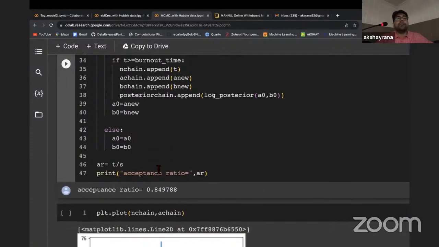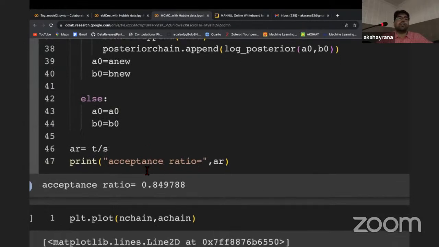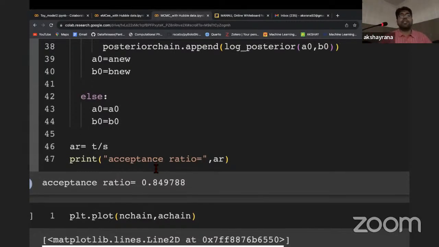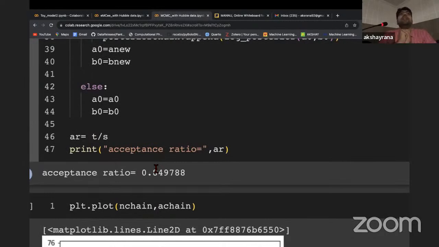I am calculating something called the acceptance ratio. The acceptance ratio is nothing but how many dots you are throwing and how many are getting accepted. So the acceptance ratio is 0.84. When you run a program, it's very important that you calculate the acceptance ratio. If it is below roughly 60 or 55 percent, that means your algorithm is not working very well, because a large number of the dots you are throwing, you are rejecting.